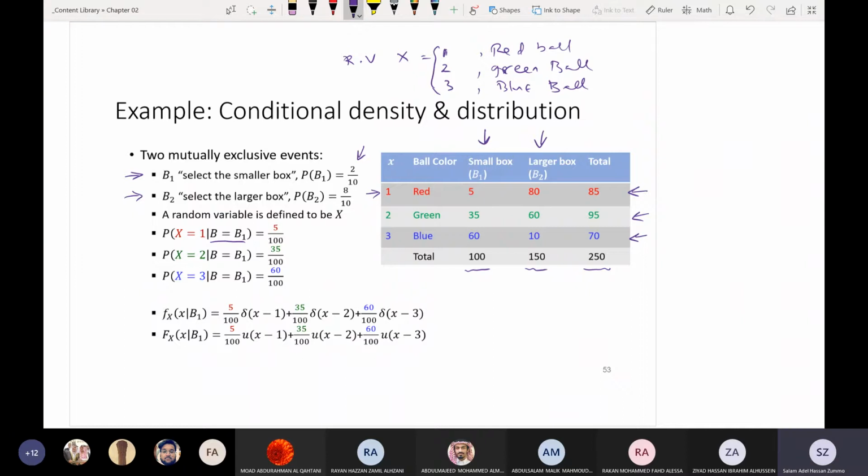How do we find this? We go and translate what the event X equals 1 means in the sample space. When does X equal 1? We go to the definition of the random variable. When does X equal 1? When it's a red ball. So what is the probability that I select a red ball given that I selected box number 1?